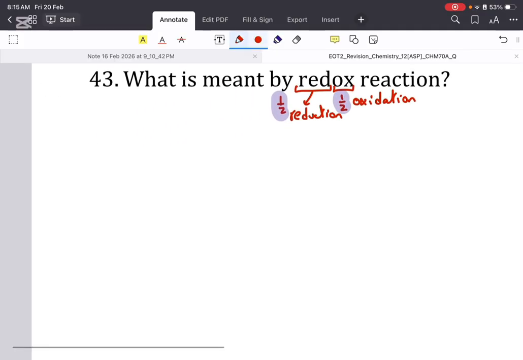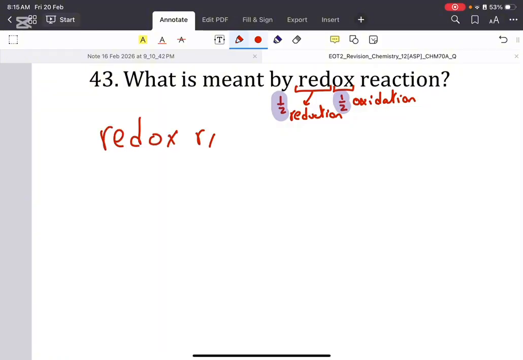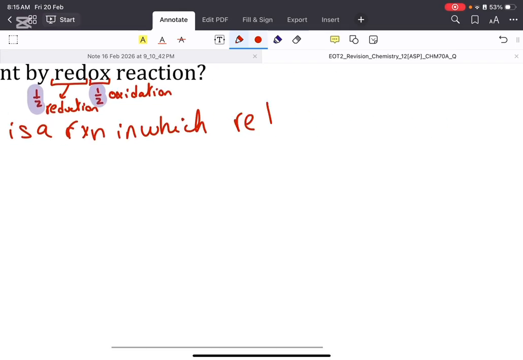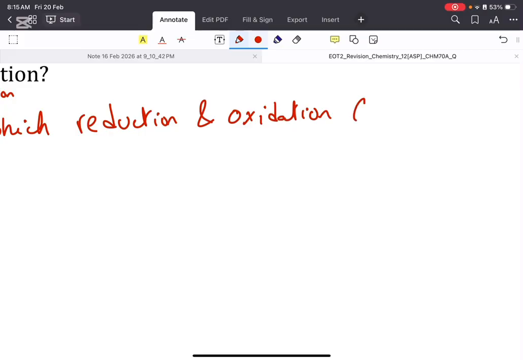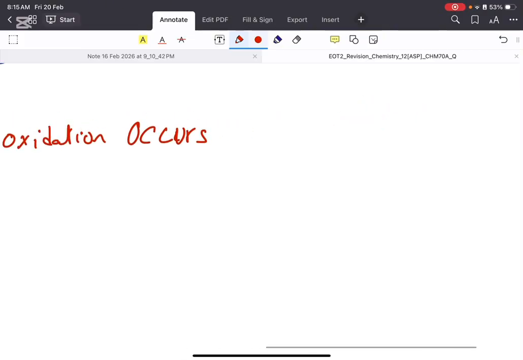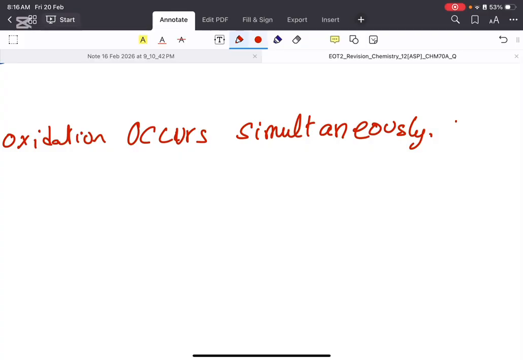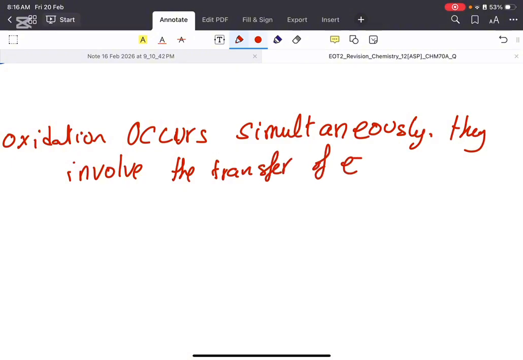So a redox reaction is a reaction in which reduction and oxidation occur simultaneously. They involve the transfer of electrons.